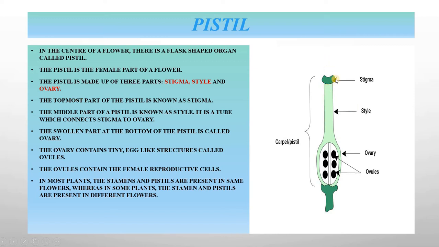Now, the topmost part of the pistil is called stigma. This is the topmost part, and this is called stigma. What is the function of stigma? Stigma is for receiving the pollen grains from the anther of a stamen during the process of pollination. What is pollination? Tomorrow I will explain.